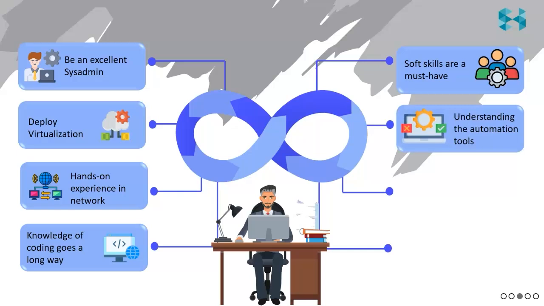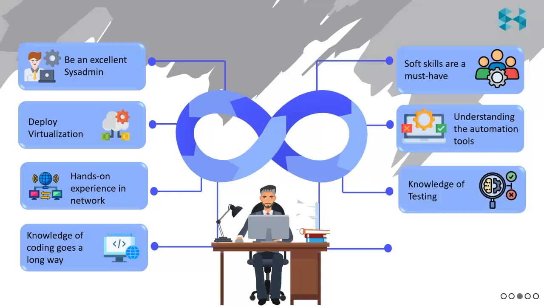Understanding automation tools. Speaking of efficiency, automation tools like Jenkins, GitHub Actions, and Terraform will be your best friends. These tools automate repetitive tasks, enabling you to focus on more complex challenges, which ultimately makes your job easier and more productive.